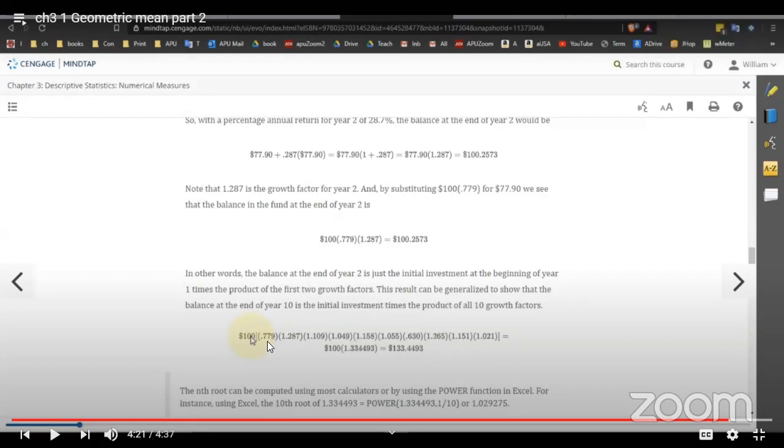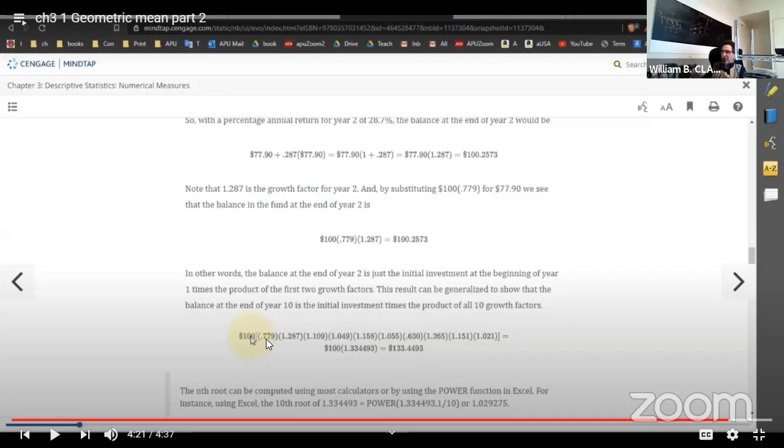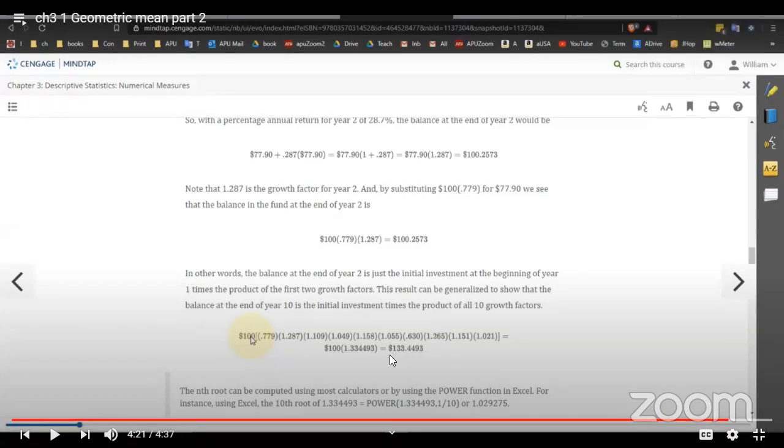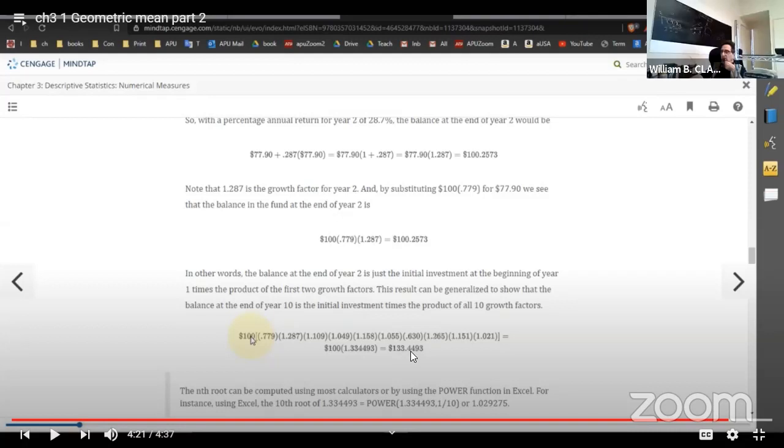Clear. Yes. So to get the value at the end of the 10 years, you take the $100 that you started with and then multiply all the growth factors, and then you get the final value at the end of those 10 years. And it turns out to be $133 and something, right? So how much money did we make in the 10 years, approximately? $33.449. Right. Okay. So we made 33.44 something. So we made about $33 over the 10 years. Okay? Everyone understand that?